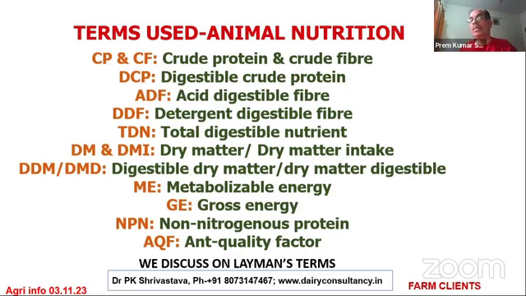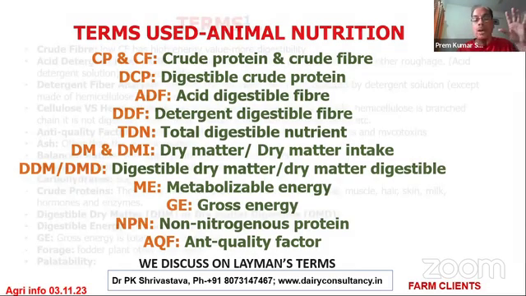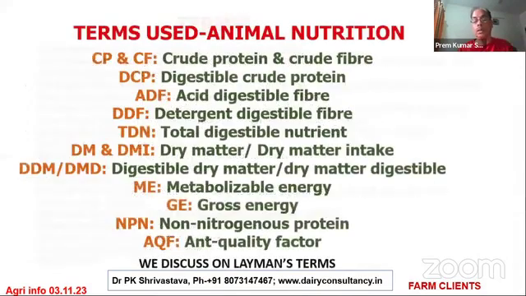NPN is a different concept. These are not proteins, but they behave like proteins, like urea. Some people are always skeptical about why we are feeding urea. Why not? Because the animal has the ability to digest urea and convert it into protein. We cannot digest it, but they can. So that is NPN. And anti-quality factors are big factors: the factors which do not allow the feed to become good.